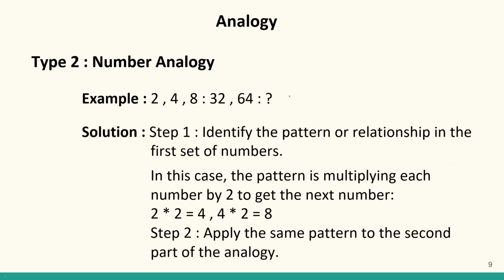Okay? Here you can see the solution. We have to identify the pattern in the first set of numbers, which is this. And then we have to use the same pattern on the second part of the analogy. Second part is this. So whenever we get number analogy, first identify the pattern in the first part and then use it to identify the missing element in the second part.